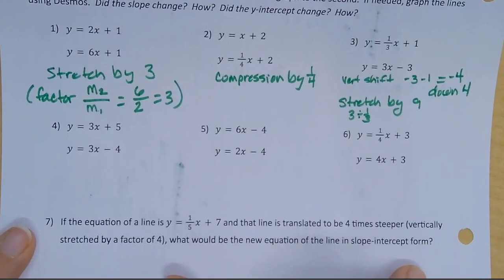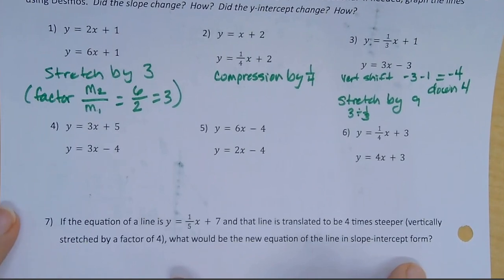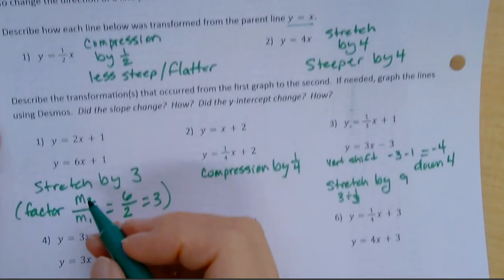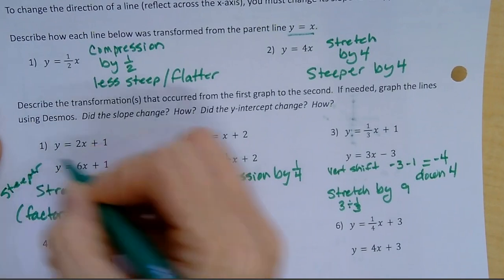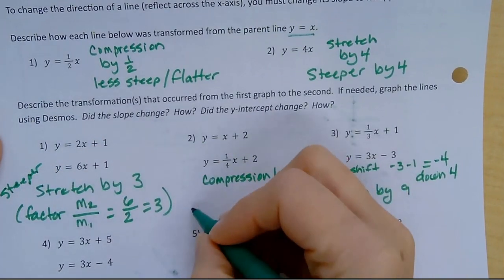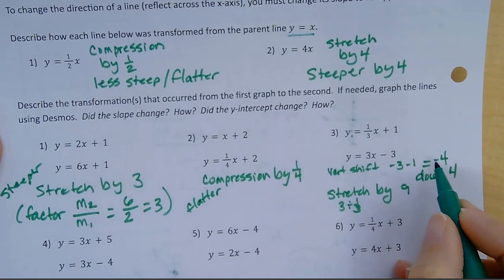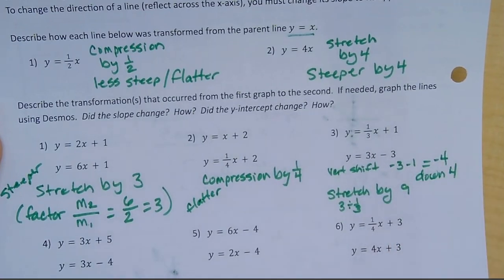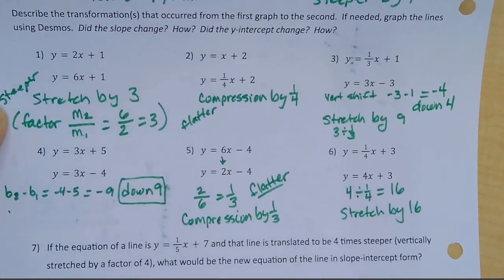Look and see, is there a vertical shift? Is there a change in the slope? Are there both? And describe exactly what happened for each one of these. Okay, when you have a stretch, you're getting steeper. And when you have a compression, you're getting flatter. If you have a vertical shift, you're either going up or down. Okay, try 4, 5, and 6 on your own, and then come back and check your work.